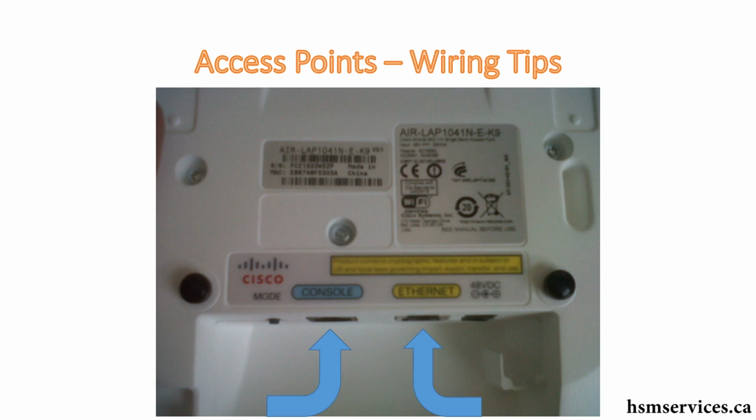So if you look at the back of the Cisco AP on the bottom, you see two ports. The first one is the Ethernet port, and the second one is the console port. So the Ethernet is where it plugs into the switch, and the console port is where you plug a console cable in order to configure it. And the reason this is important is when you're running cable, make sure to plug it into the Ethernet port. Otherwise it won't work.